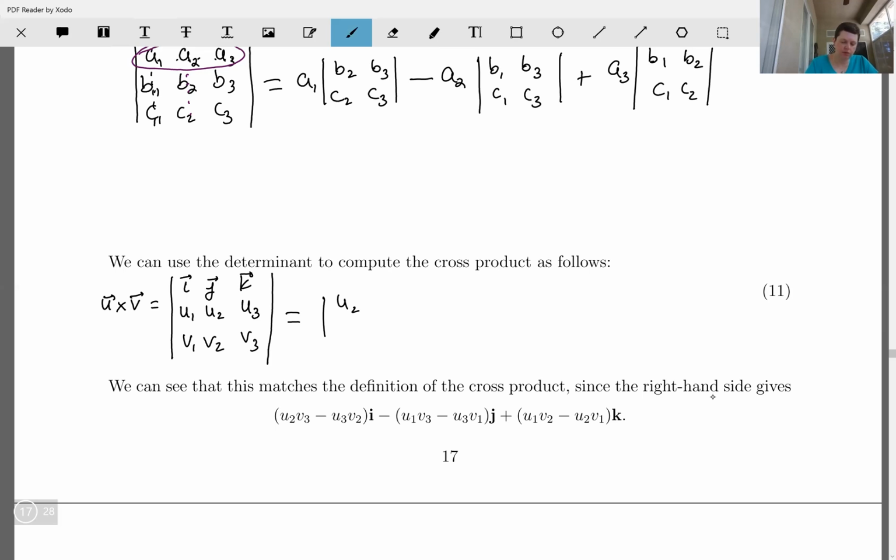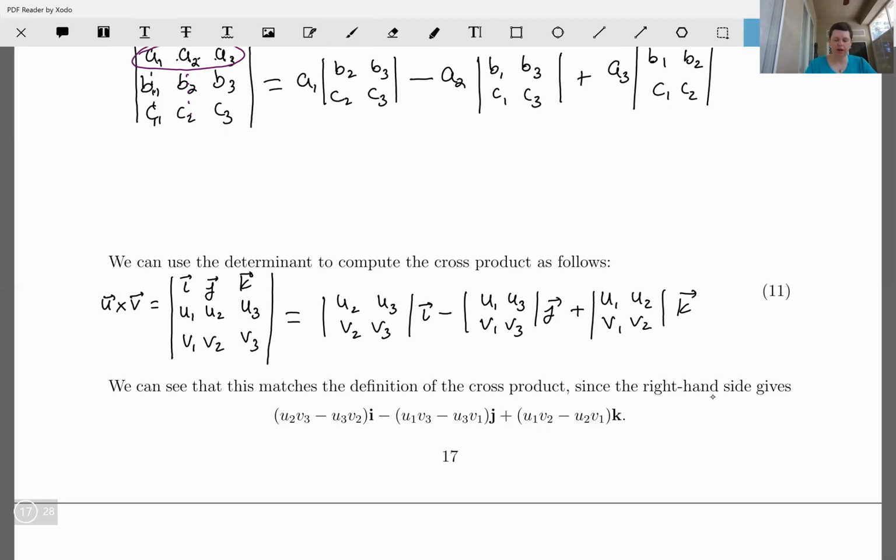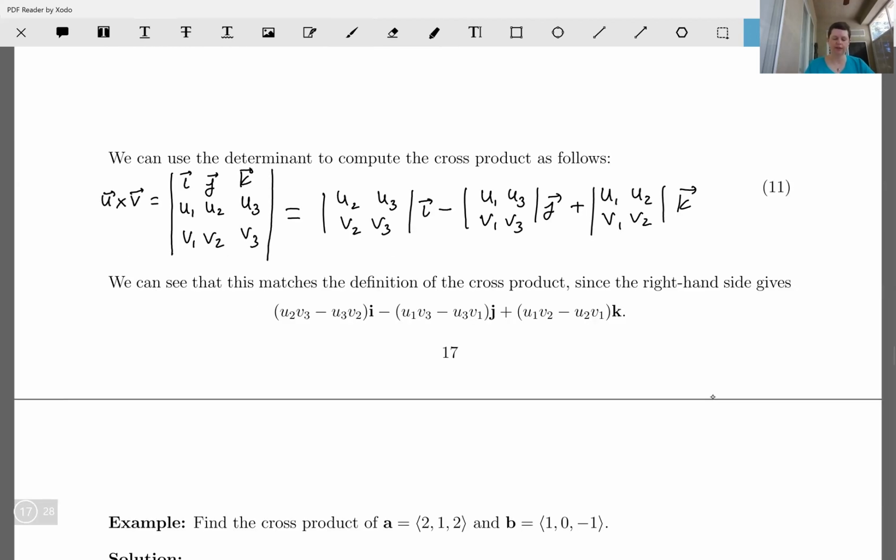the determinant of U2, U3, V2, V3 is our first matrix, times I, minus the determinant of the matrix whose rows are U1, U sub 3, and V sub 1, V sub 3, times J, plus the determinant of the matrix whose entries in the first row are U sub 1 and U sub 2, and in the second row are V sub 1, V sub 2, times K. We do that product, sum, and all that, and we get our answer. And if you do all of the work, you can compare, and you'll see that the right-hand side gives us the exact definition of the cross product.